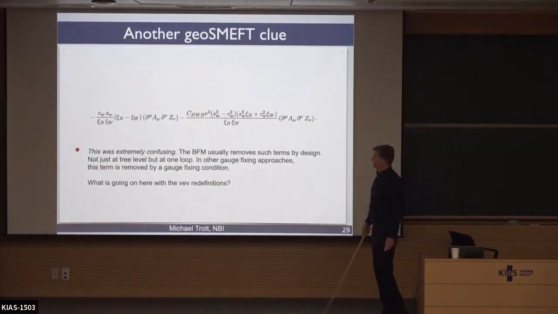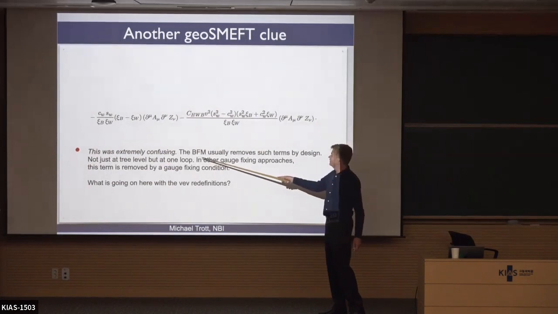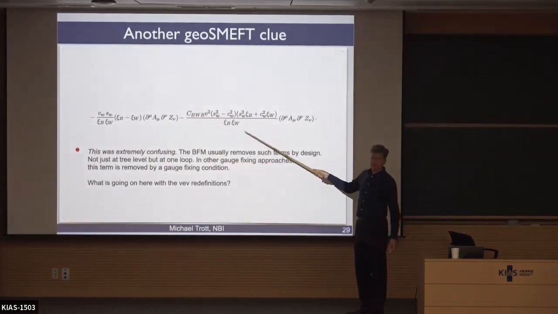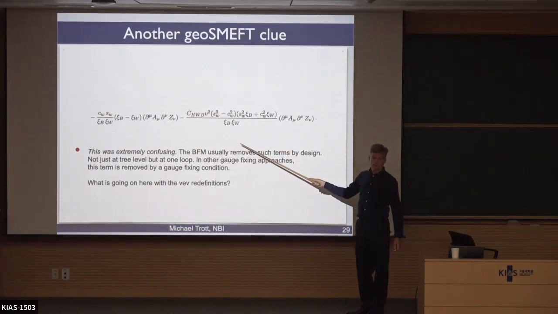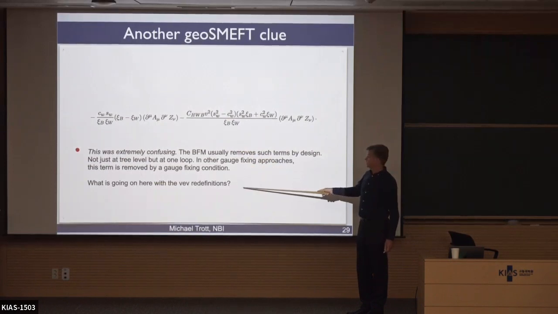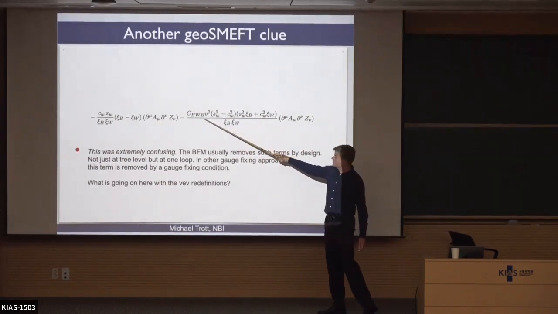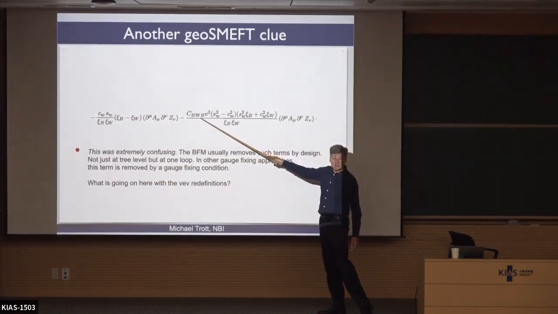So that's the problem. I said it again. To me, extremely confusing, because the whole point in the background field method is to remove that stuff, and then it's there. So this threw me for a loop, and I stopped doing loop calculations for a little while. So what's going on here? You notice it's associated with the BEV, fundamentally, and look at the operator it's associated with in this case.